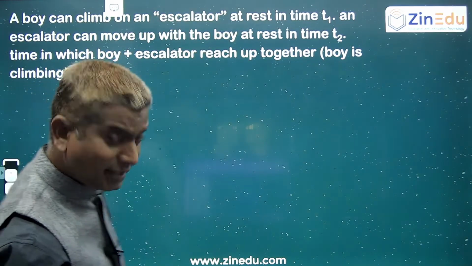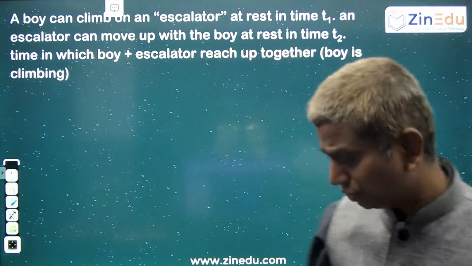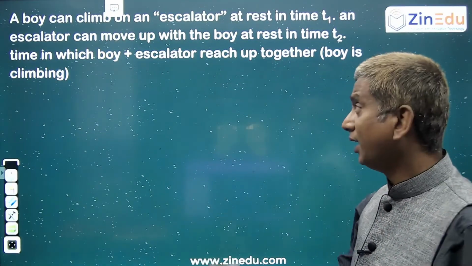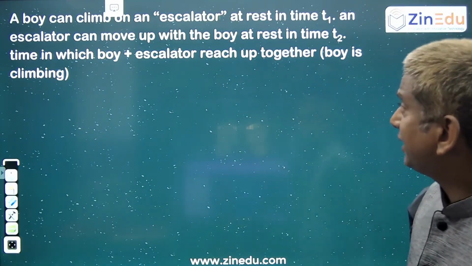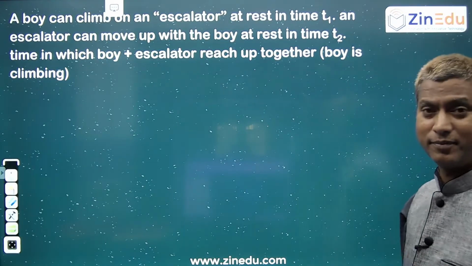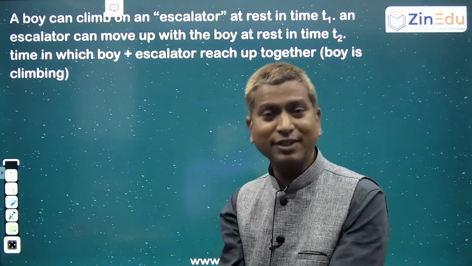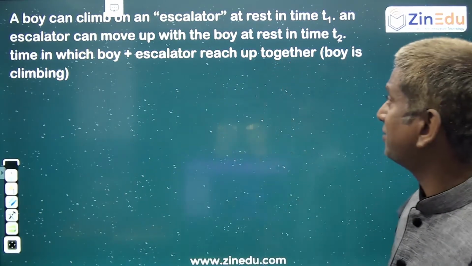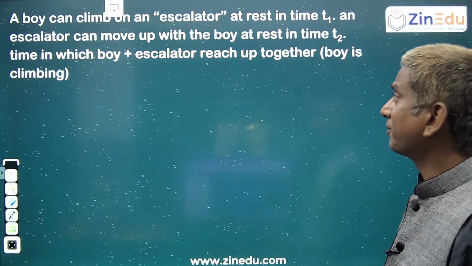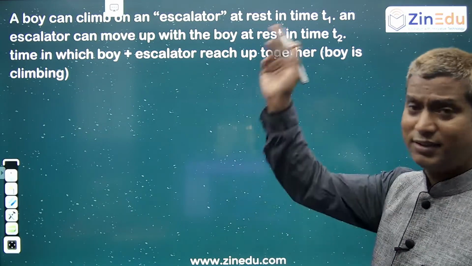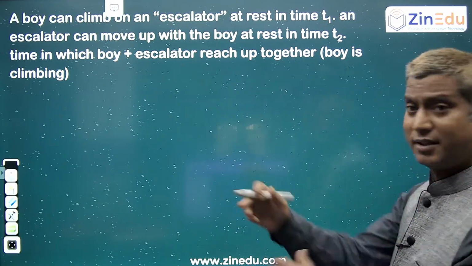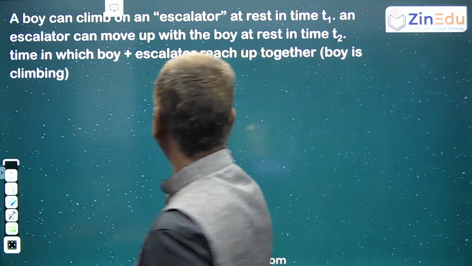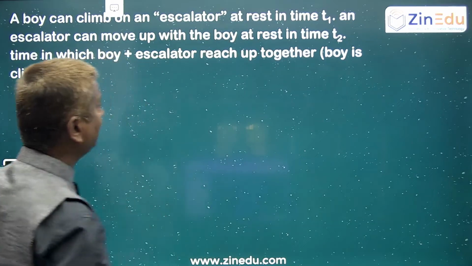Right. So this is another question on simple kinematics, and with a little bit of common sense you can easily solve it. A boy can climb an escalator at rest in a time t1. So that means the boy is standing on an escalator, and the escalator is moving, and he can climb that escalator in time t1. Actually, the escalator is at rest and he is moving on the steps. Okay, so an escalator can move up with the boy at rest in time t2.